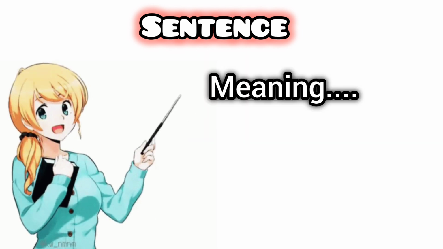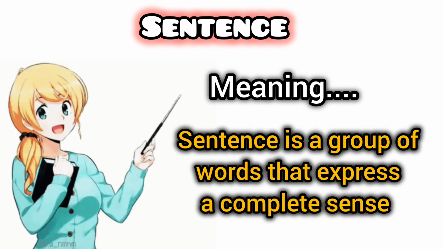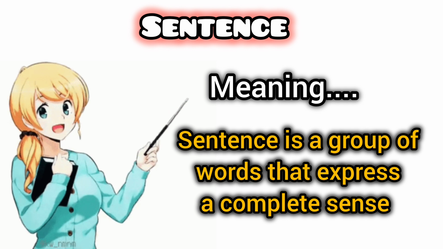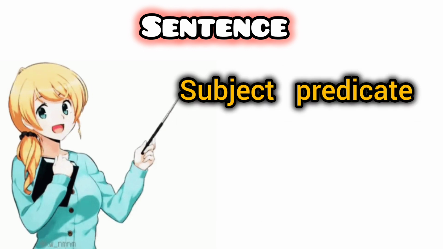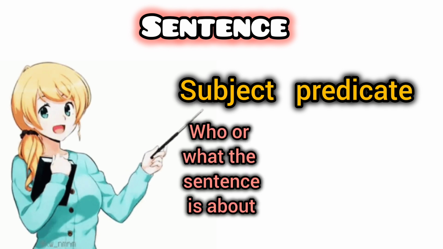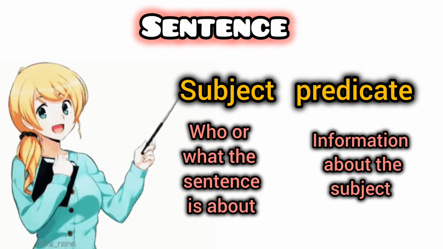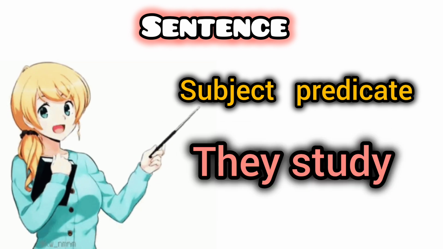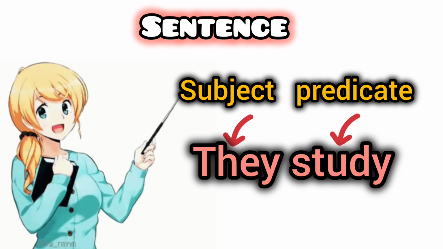Let's talk about the meaning of sentence. A sentence is a group of words that expresses a complete sense, and it contains a subject and a predicate. So, what is the subject basically? Who or what the sentence is about is the subject, and the information about the subject is the predicate. Let's take an example. They study. So in this example, they is the subject and study is the predicate.